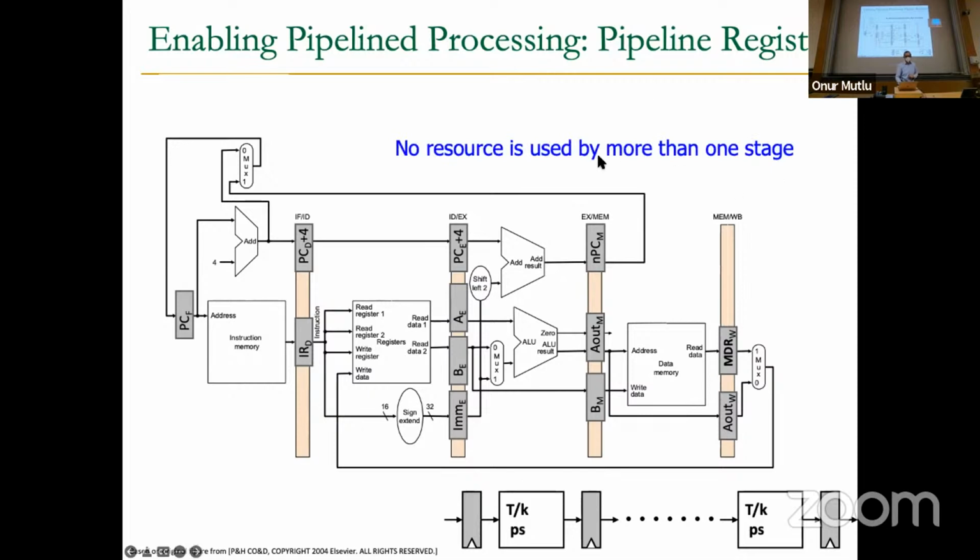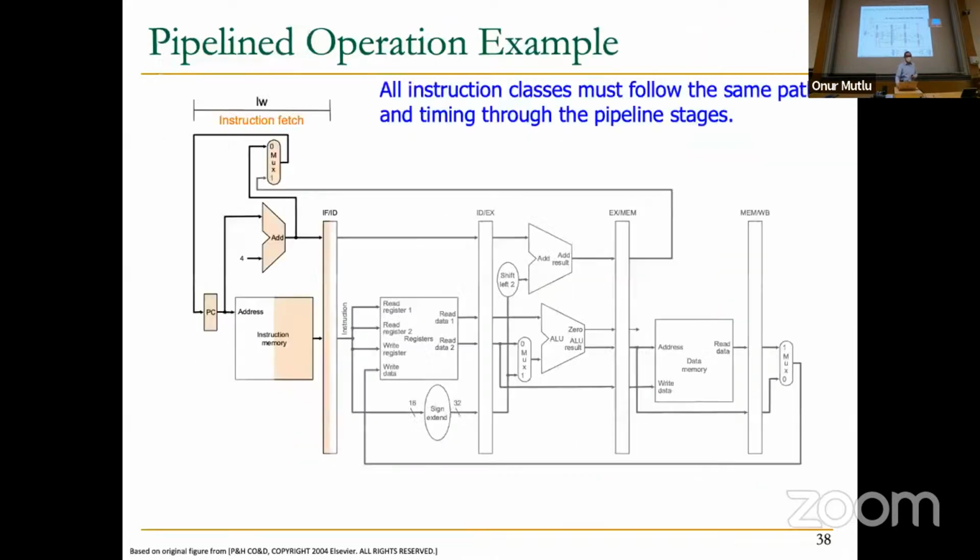So basically, no resource is used by more than one stage. That's the key over here. As you can see, data memory and instruction memory are separated over here. And no resource is really used by more than one stage. You need to have enough ports to the register file so that you can write back to the register file while reading from the register file also. Okay, so hopefully that's clear. Because if a resource is used by more than one stage, you have a problem, right? And we will see that problem in a little bit actually.